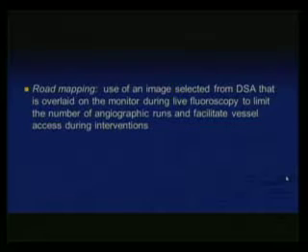For example, if you're coming up and over the bifurcation, sometimes the wire keeps going into the internal iliac artery, and at that time you can do a DSA image and then do a road map to see where the internal and external is, and you can guide your wire into the external iliac artery.